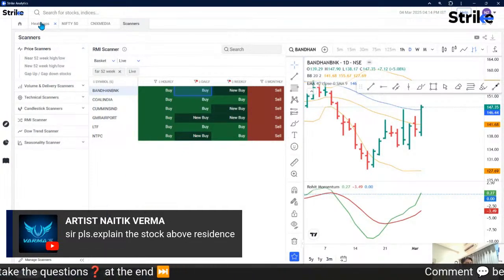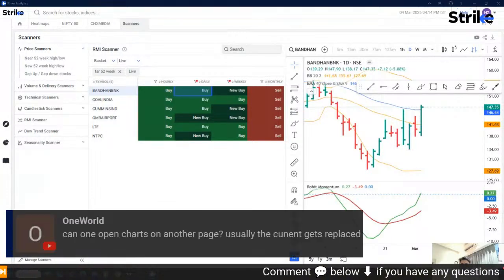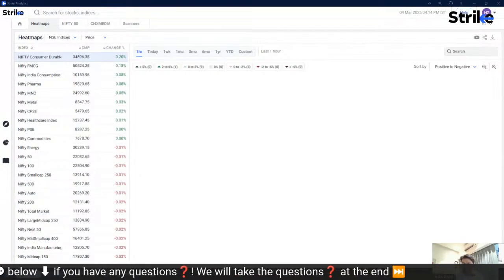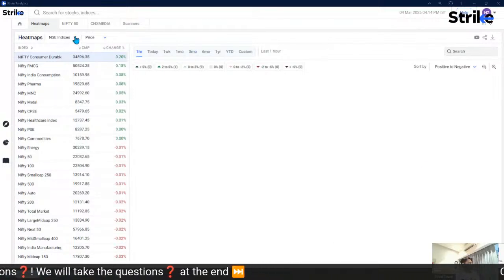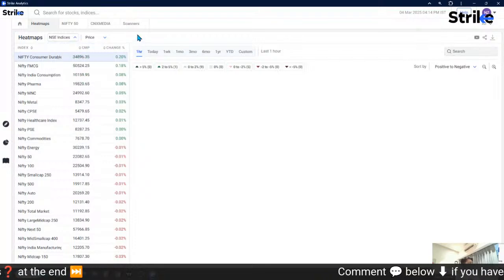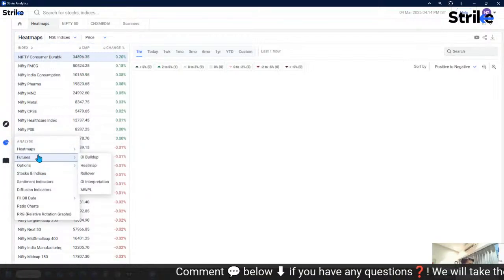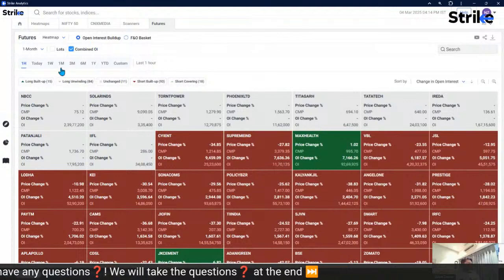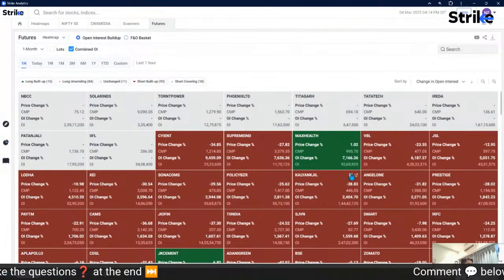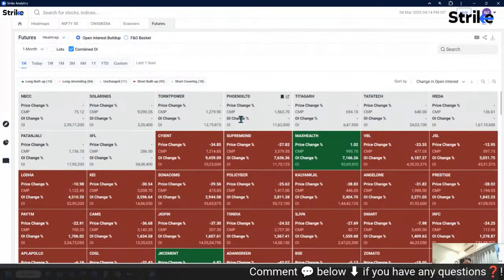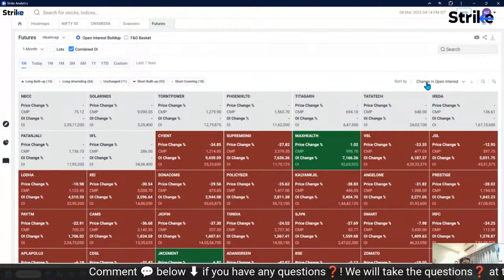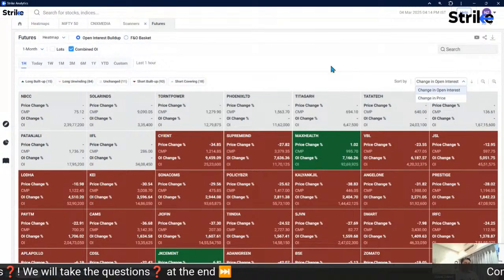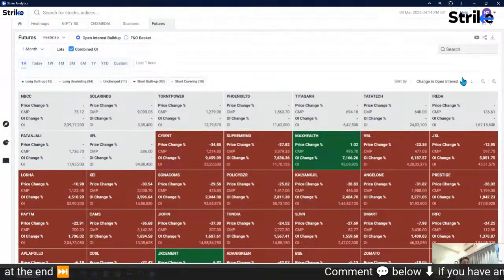Now, coming back to the heat maps here. One world, I hope I've answered your query. Okay, so now when we are talking about the F&O basket, there in the futures segment also there is a heat map given. In this particular heat map, in the futures segment, there is a different heat map given where percentage OI is also mentioned, and you can sort it by change in open interest or change in price. So change in price, you have it over here as well. In this particular section you can keep change in open interest and sort it out.